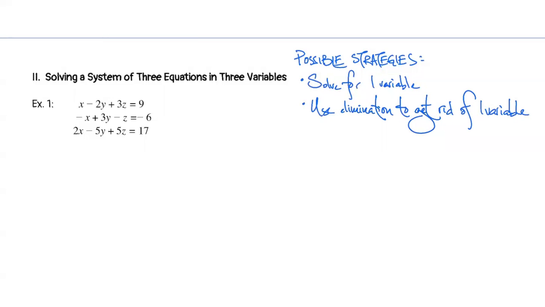So far I'm hearing that maybe we solve for one variable. Maybe ultimately this leads to substitution, possibly. I see another idea, maybe use elimination so we can get rid of one variable.